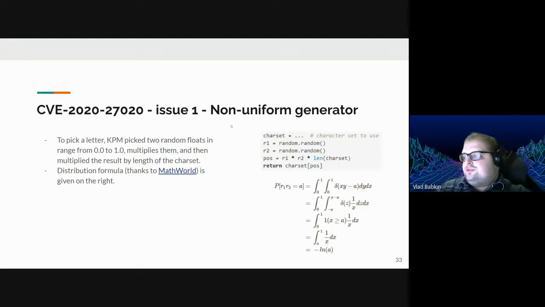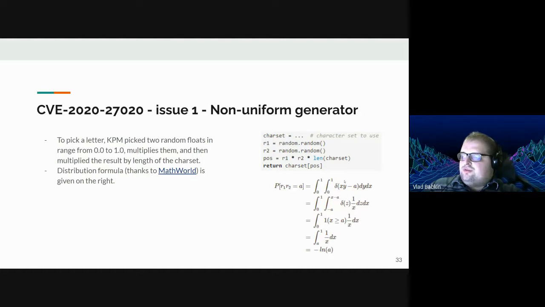So at first, to generate a character, if you remember how we generated it, we just generated our raw bytes and encoded them into random characters. KPM decided to elect a completely different approach to generate characters from the character set. To pick a letter, KPM generates two random floats in the range from 0 to 1, multiplies them together, and then multiplies the result by the length of the character set, and produces the character at the position that resulted here. Consider that you transform the position into an integer at some point. So this is the code for this.